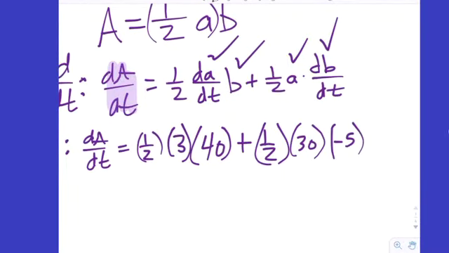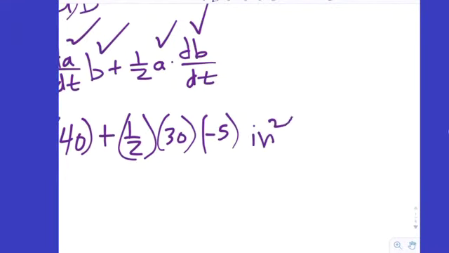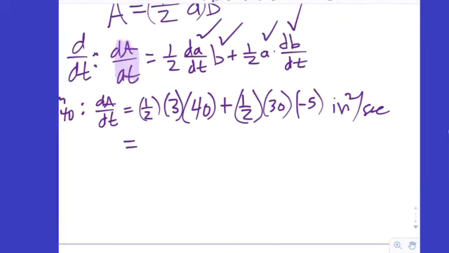Now that's a numeric answer, so if you decided to stop there, you would want to put units. That would be square inches per second. But we'll go ahead and simplify it. We're going to get 20 times 3 is 60, minus 45. No. We get 15 times 5, 75, minus 75. So that equals -15 square inches per second.